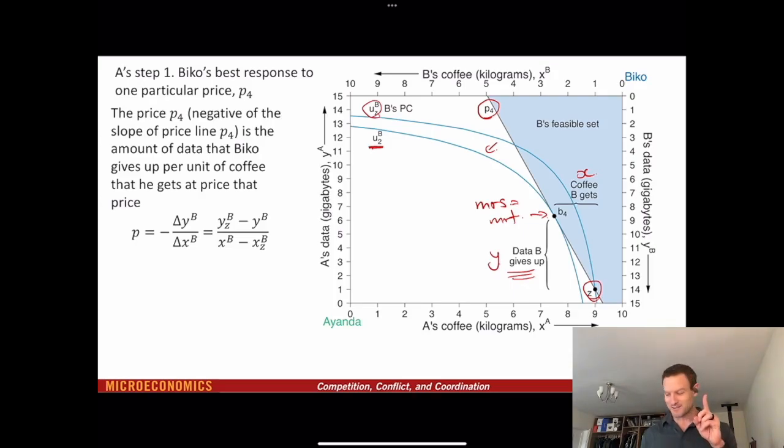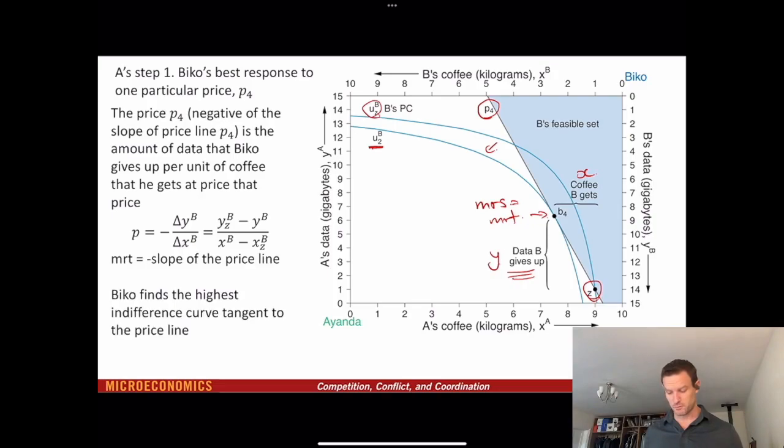So for one price, we find the utility maximizing combination of X and Y for Biko, and then we're therefore finding the ratio of exchange. And that's saying he is maximizing his utility at that point. Now that's only for one price. In order to find the best response function, we have to think about every single price that he might be charged and what his best response would be.